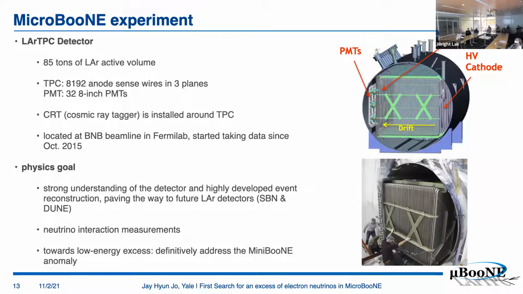We are located at the Booster Neutrino Beam line at Fermilab, which is the same beam that MiniBooNE is located at. So we are best suited to address the MiniBooNE anomaly by using exactly the same beam line as MiniBooNE. And we've been taking data since October 2015.